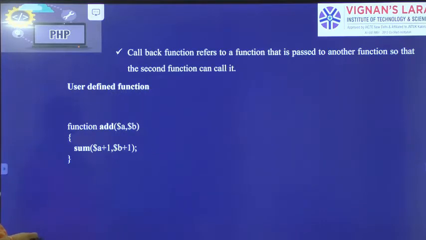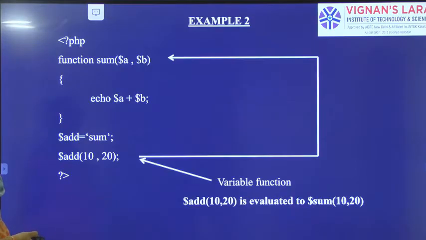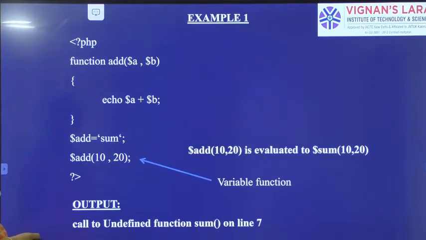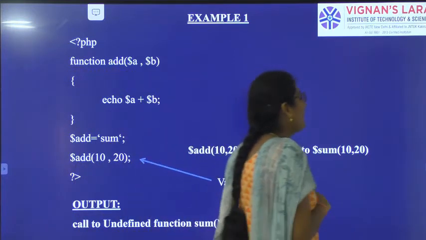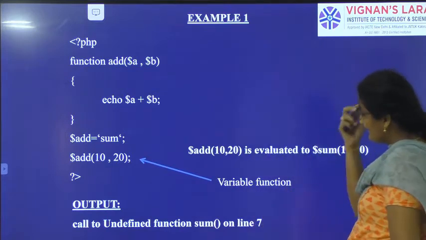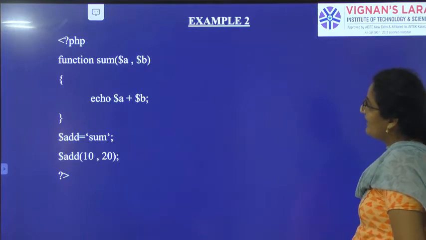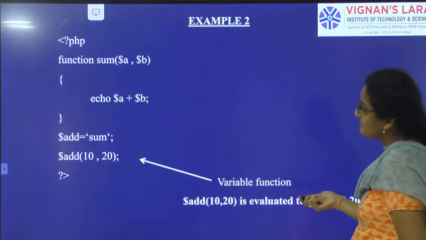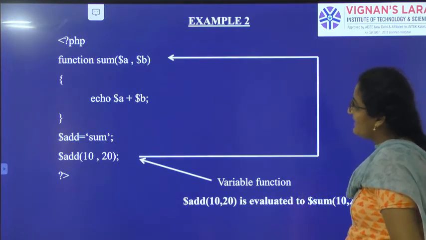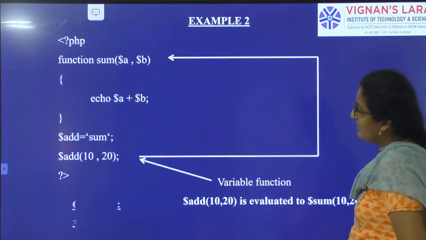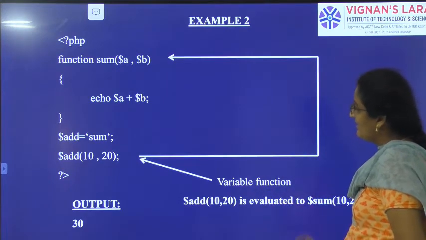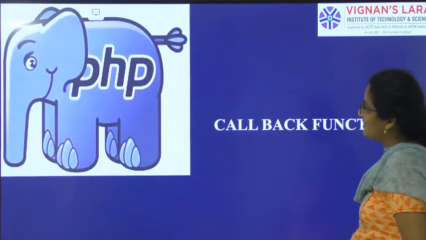So here we have a variable function. In this example, sum is not defined, so we did not get the output 30. In this particular example, sum is defined, so we got the output as 30. This is the example for variable function.